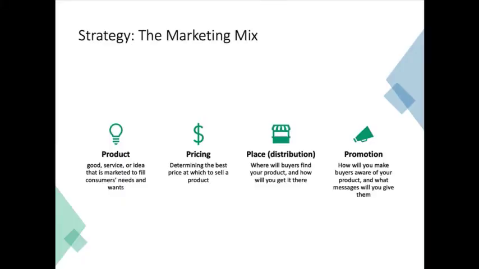The second aspect of your marketing mix is pricing, the best price at which to sell a product. And notice there very specifically, it does not mention the highest price or the lowest price. It is the best price at which to sell your product, and this depends on many factors, including, well, exactly who is your targeted demographic. The third aspect of the marketing mix is place or distribution. You get to decide where will buyers find your product and how will you get it there.